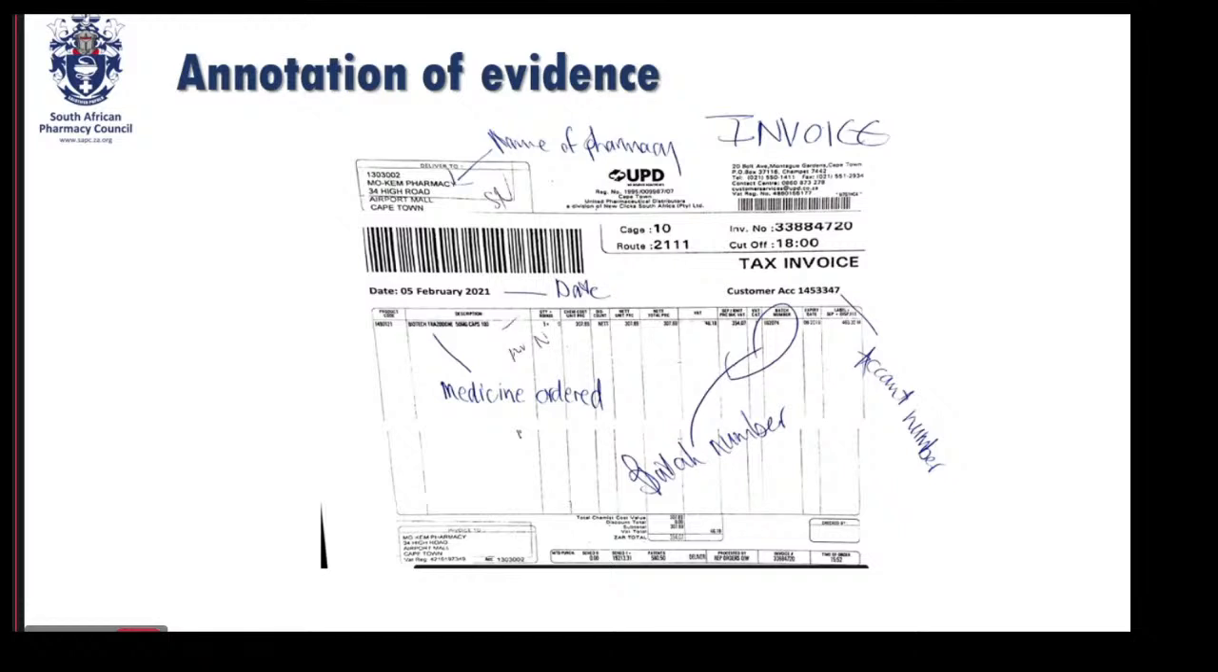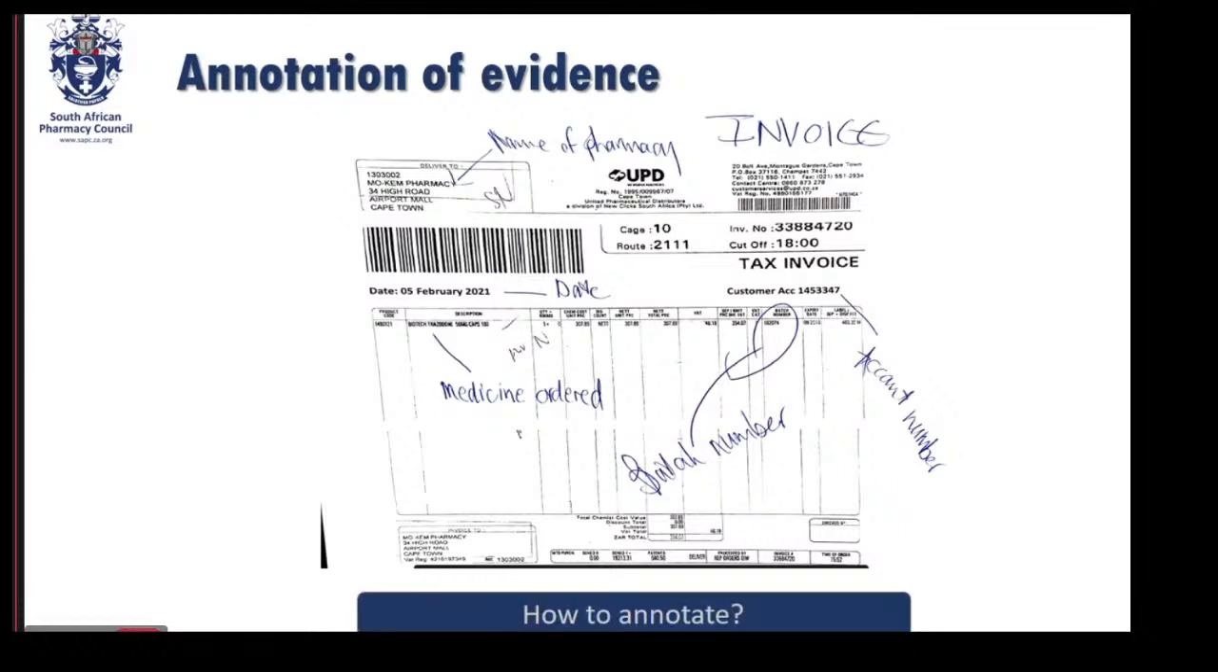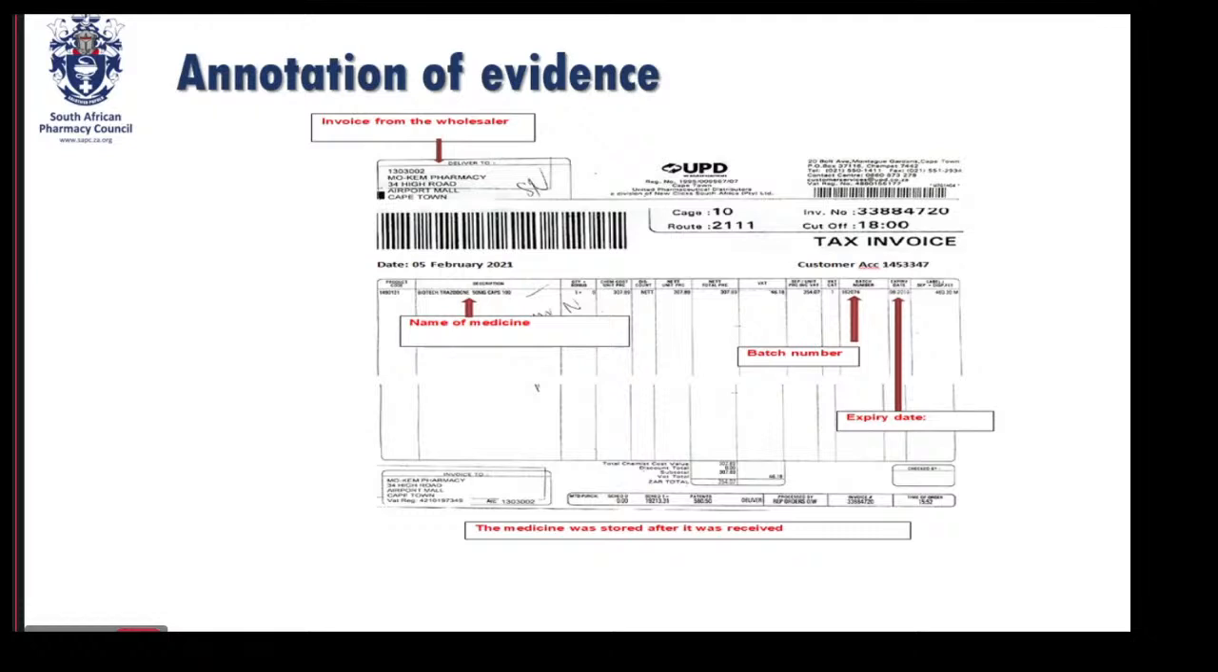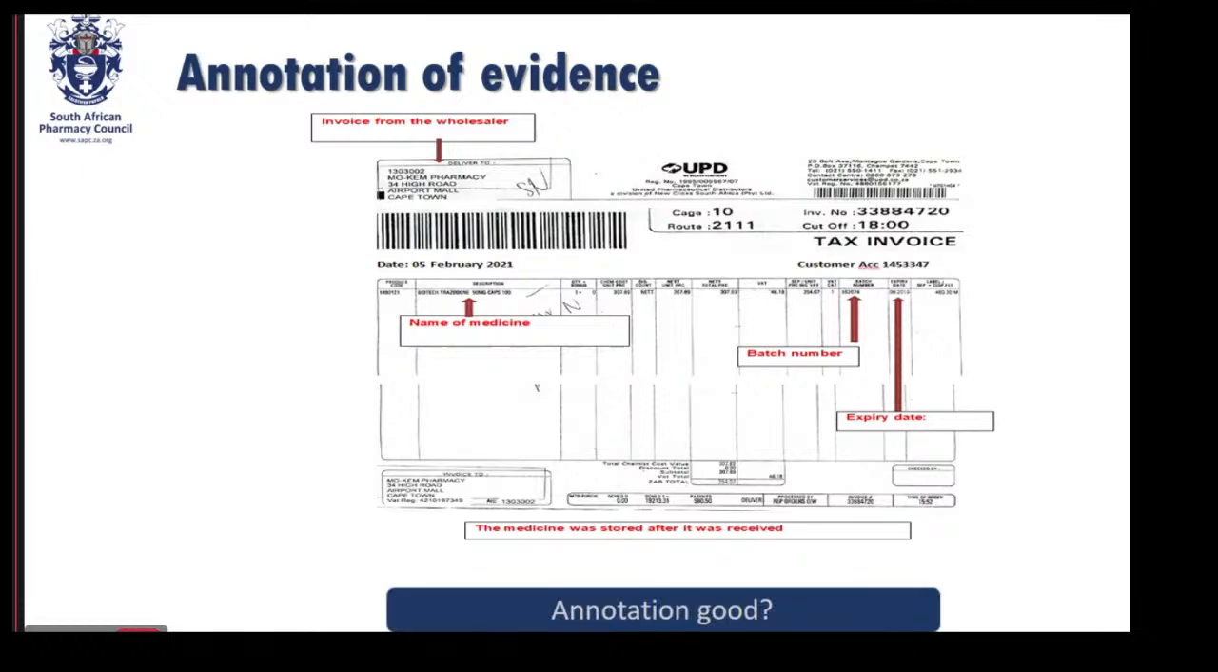What is the meaning of the labels that you have provided? Why have you circled the batch number? What is the importance of the batch number? So you can see by providing only labels, you haven't given meaning to this invoice. So let's go further. So this one is just a little bit neater. You can see the invoice was from the wholesaler, the name of the medicine, but still it's just the invoice and we still are not sure what the meaning of this invoice is. So is this annotation good? If you had to assess this, what do you think the intern wanted to tell us with these labels?